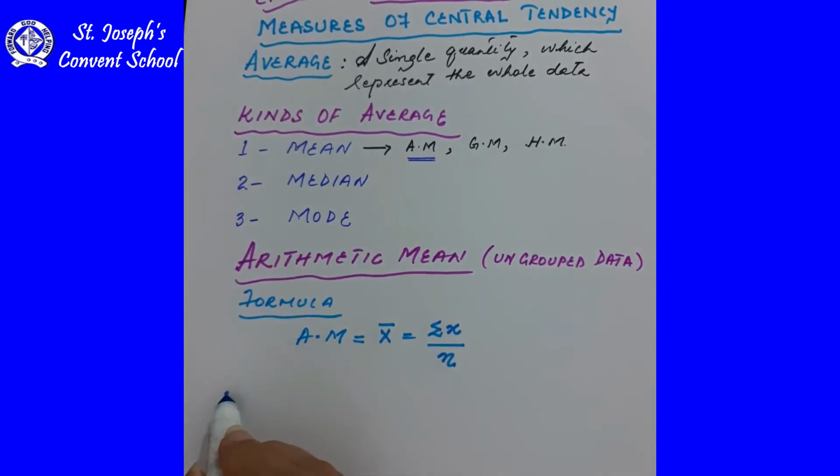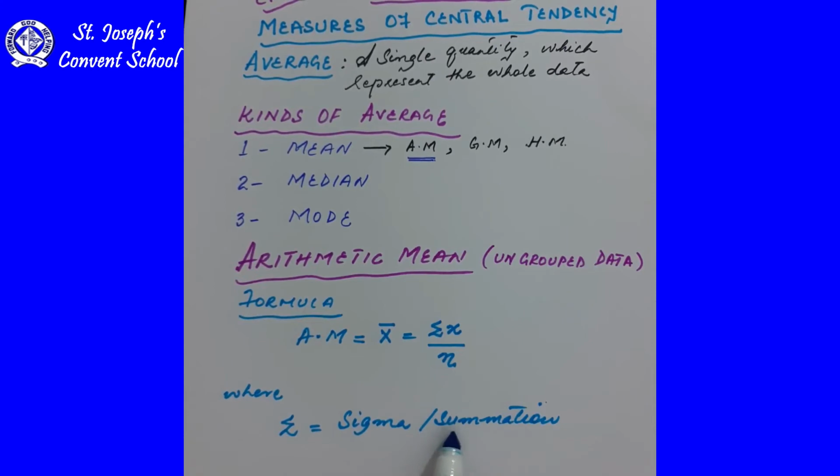Where this sign is known as sigma or summation. This sigma is actually a Greek symbol, and it means summation. Sum is the short form of summation, so it means you find the sum. Whenever the sigma sign is written, it is understood that you have to find the sum.